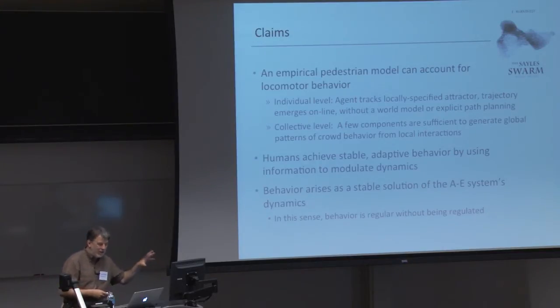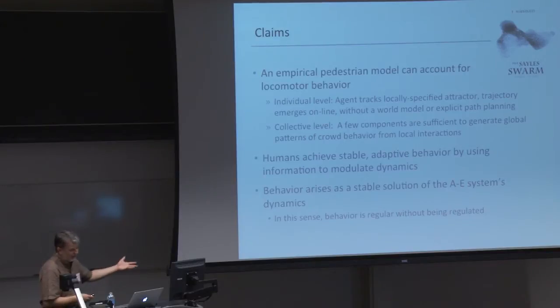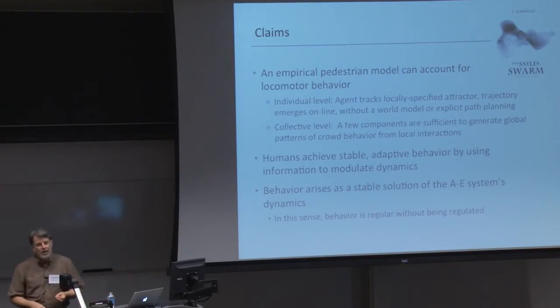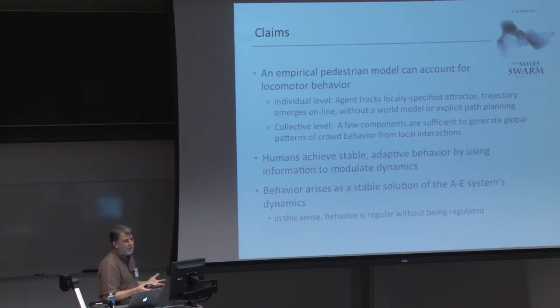Humans seem to achieve stable adaptive behavior by using information to modulate the dynamics of the system in which they're embedded, in both the ball bouncing and locomotion cases. And so I think behavior arises as a stable solution of this whole system's dynamics. And that's the sense in which Gibson was right, I think, that behavior is regular without being regulated by some kind of central intelligence. Thank you.